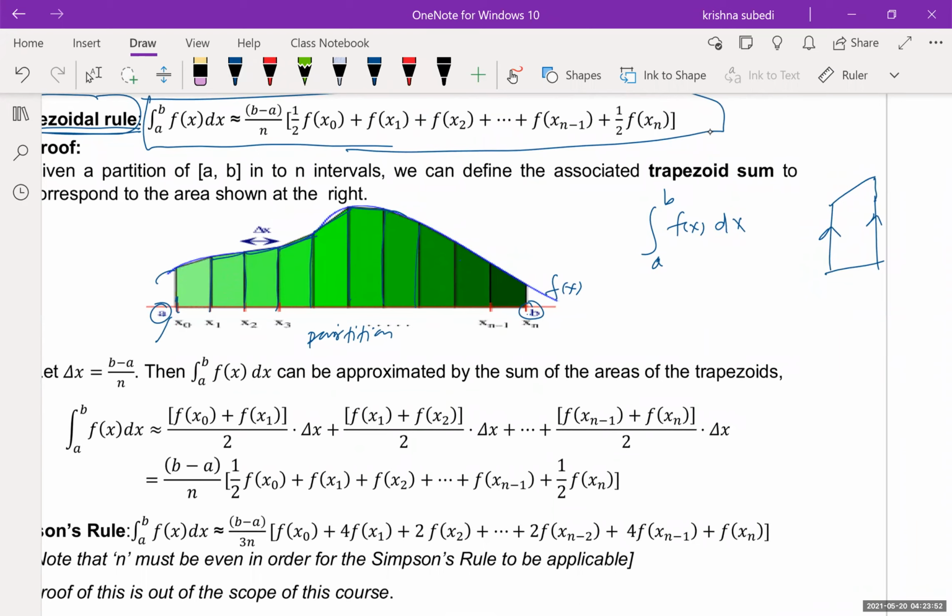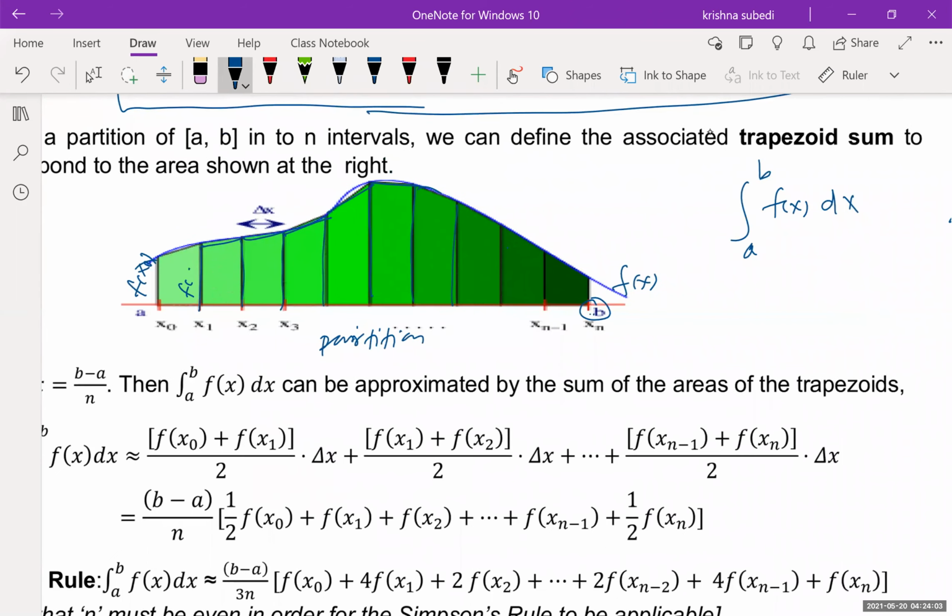Now let us look at what is the area of the first trapezium. So this is your x naught. Okay, so that means the height will be f of x naught, and this will be f of x1. This is f of x2, f of x3, and so on all the way. This height is f of xn, and this height is f of xn minus 1, and so on. This is f of xn minus 2, and so on.